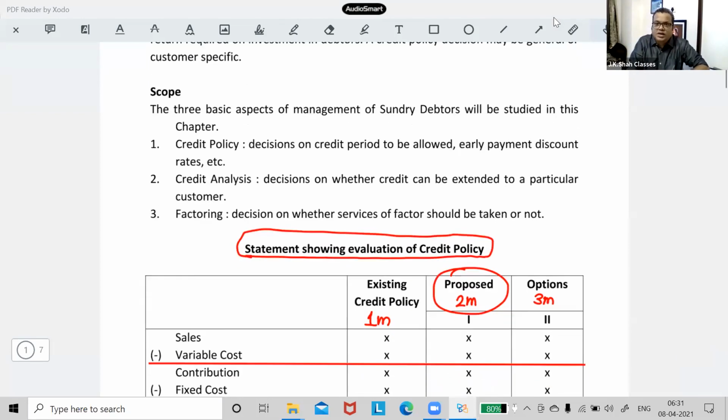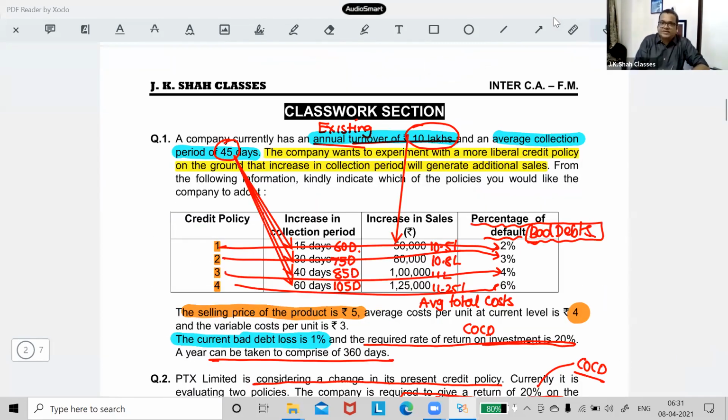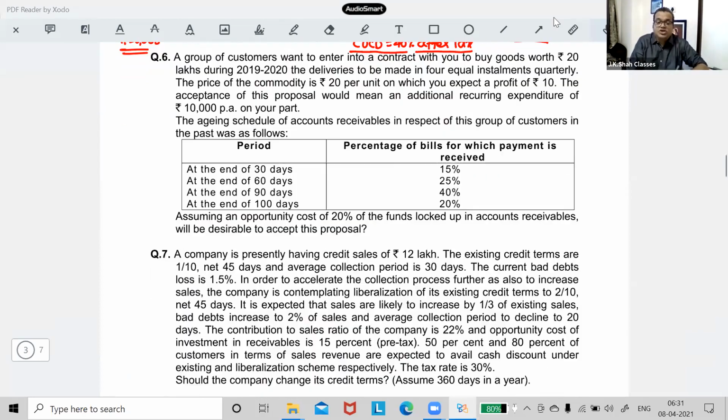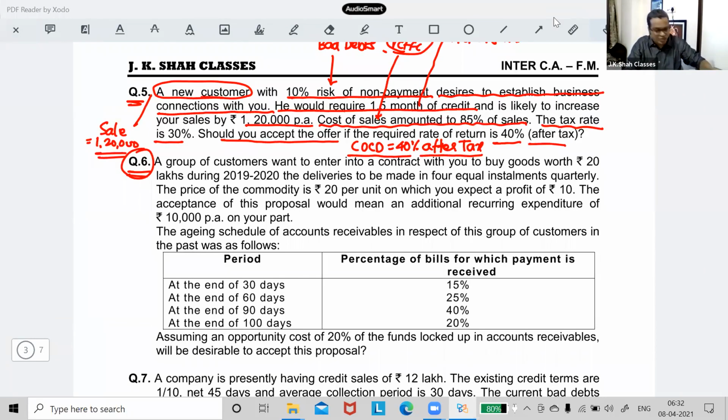Till yesterday, we were done till question number 5. That was the last thing that we had solved. So today we are going to start with the next question, that is question number 6. Friends, now whatever questions we have solved earlier to this, let me tell you in one simple way.